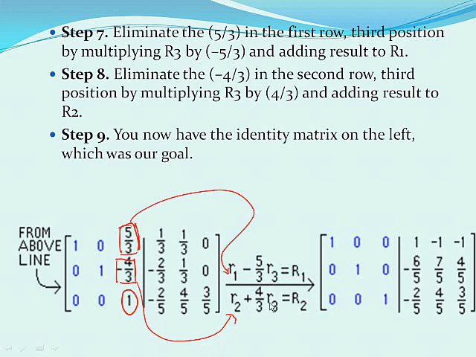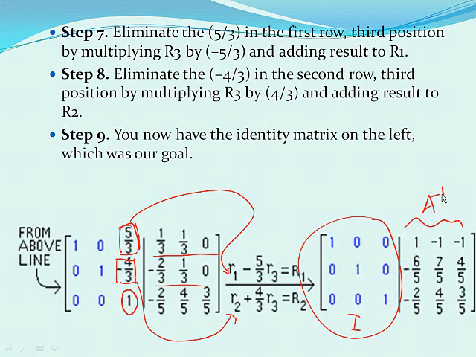Second row plus 4 by 3 times R3 is replacing row 2. So notice that the other entries will be changing using the same rule, and that makes identity to the left of the vertical line. 1 0 0, 0 1 0, 0 0 1. This is our identity matrix. So according to our definition, whatever we are getting here will be the inverse of A. So this is our A inverse.